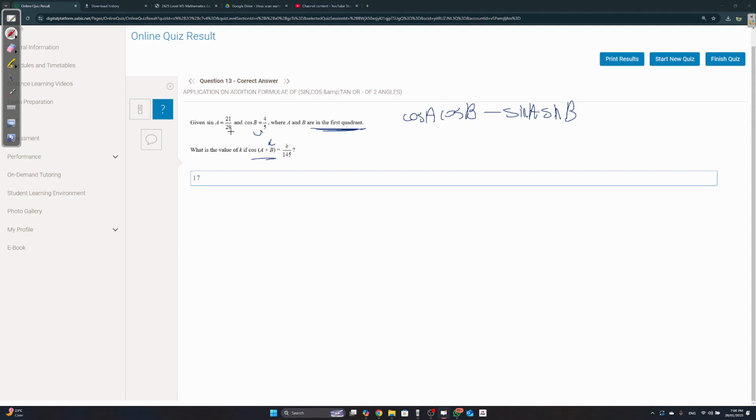People are going to take a look at this and say, I don't know. What am I looking at? Okay, so here's what you're going to do. What do we know? We know sine squared plus cosine squared is equal to 1.